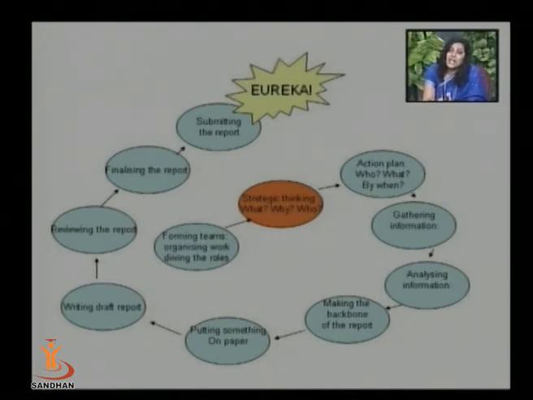On the basis of that, you form your action plan, and on the basis of the action plan, you prioritize the sources of information and then you gather information accordingly. After that, you analyze the information systematically on the basis of the information gathered and the evidence that you have collected that is relevant to the issue or the problem.